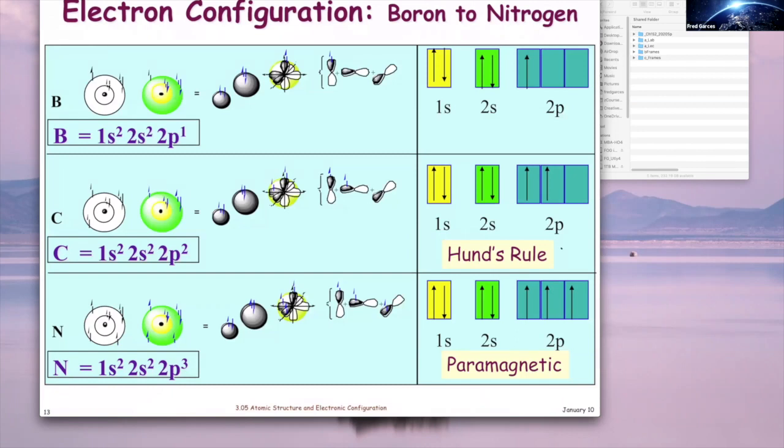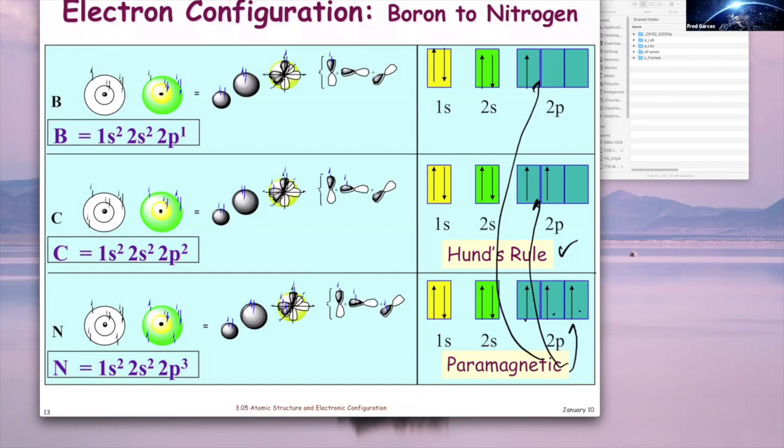Notice how Hund's rule is working on carbon. Look at that, the fact that these electrons are unpaired. That tells you it's paramagnetic. This too is paramagnetic. This too is paramagnetic. They all have unpaired electrons. The most paramagnetic of the three is nitrogen because it has the most number of unpaired electrons. The more unpaired electrons you have, the more degree of paramagnetism you have.